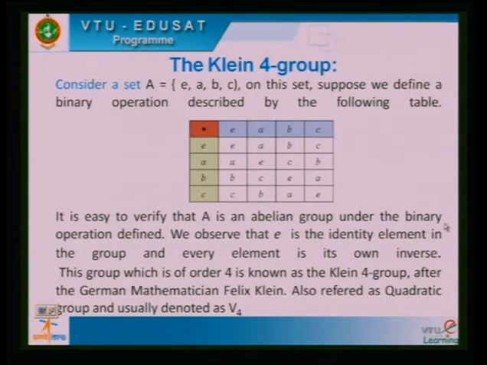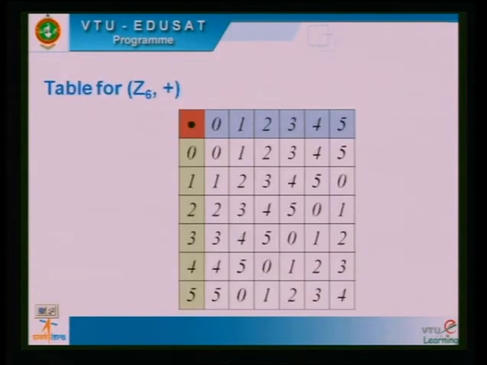How to verify? Under the binary operation defined, we observe that e is the identity element in the group, and every element is its own inverse. a into a is equal to e, b into b is equal to e, c into c is equal to e, which means it is self-inverse. This group, which is of order 4, is known as the Klein's 4 group, after the German mathematician Felix Klein, also referred to as the quadratic group, and usually denoted by V4. This is one of the examples we must remember, the self-inverse Klein's 4 group.